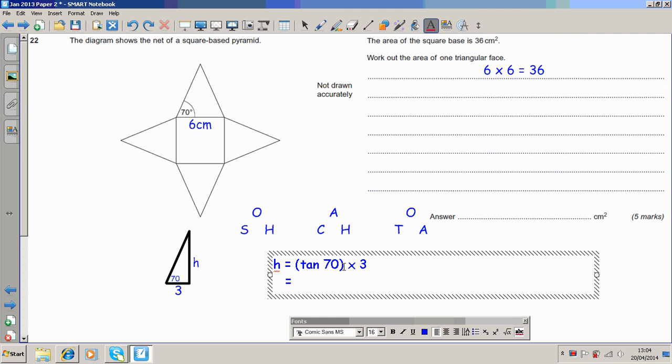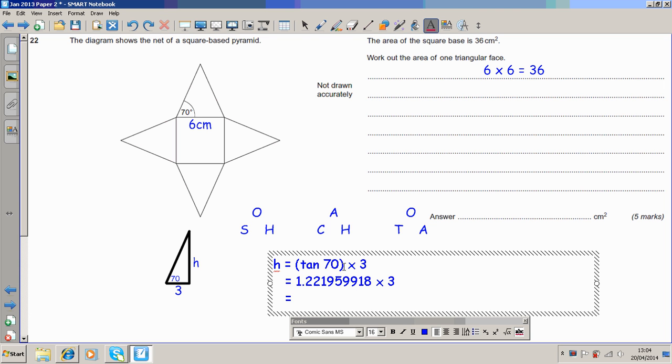So calculator, let's find that out. Clear that. So tan 70 is 2.7474... times by 3 equals 3.6658795754. So now we'll round that to something sensible. Let's go 2 decimal places, 3.67 centimetres.